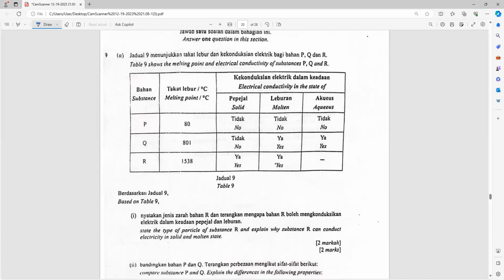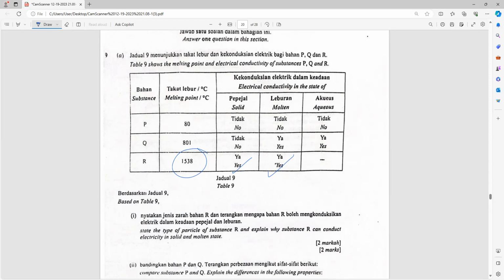What is the type of particles for substance R? Okay, let's look at R. R has a very high melting point. Woo! And it can conduct electricity in solid and molten state. What do you think is R? So this is from chapter 5. Again, I think Cikgu Ira taught you. Very wrong answer, Rishan. Okay, thank you for showing me that.